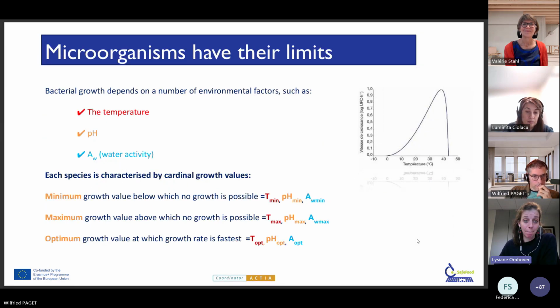So the microorganisms also have their limits. Their growth depends on a number of factors, such as the temperature, the pH, or the water activity. Each species is characterized by cardinal growth values. There are some minimum growth values for temperature, for pH, and for water activity. Each microorganism has a maximum growth value and also an optimum growth value for temperature, pH, and water activity.